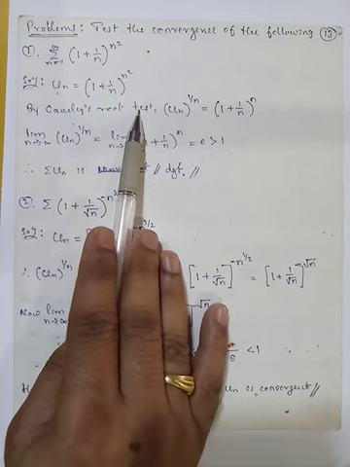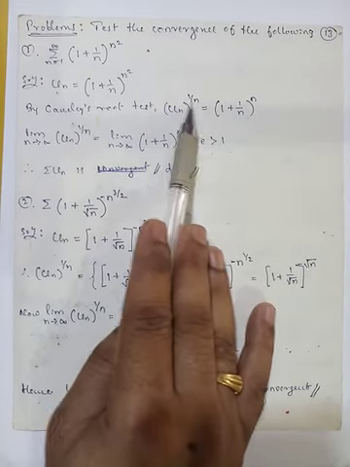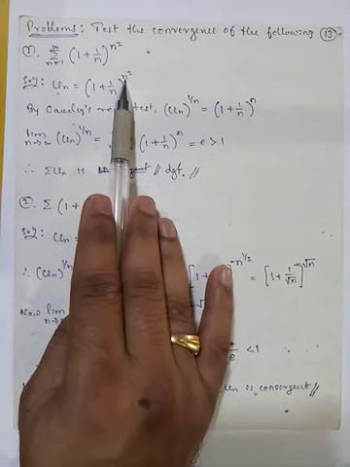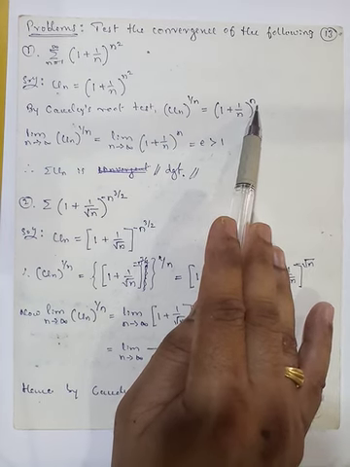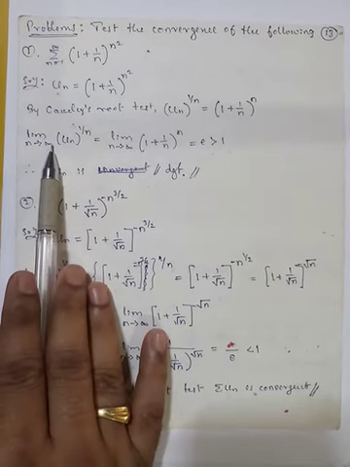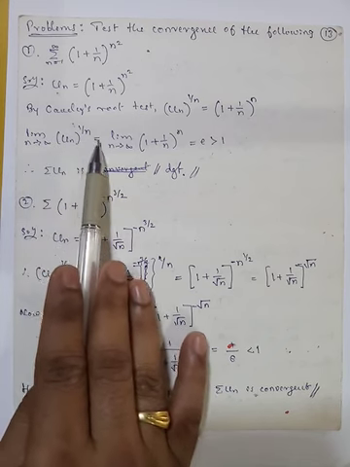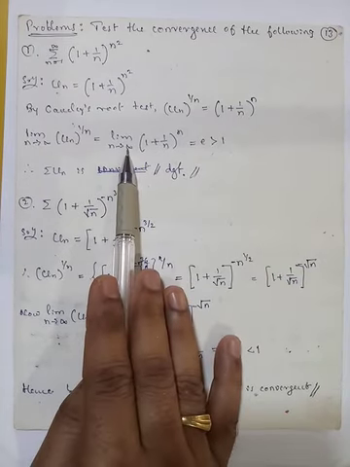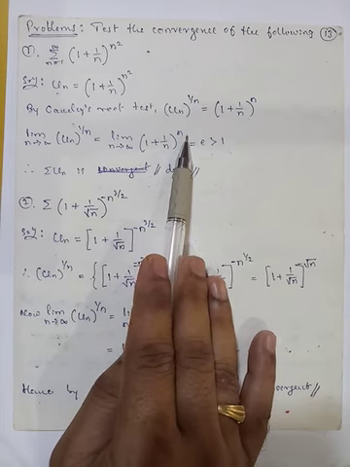Then by Cauchy's root test, we take both sides to the power 1 by n. When we take that to the power 1 by n, this n cancels, and we get (1 plus 1 by n) to the power n. Then by the test, we take the limit as n tends to infinity of un raised to 1 by n, which equals the limit as n tends to infinity of (1 plus 1 by n) to the power n.